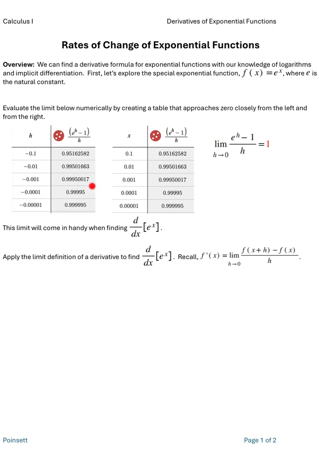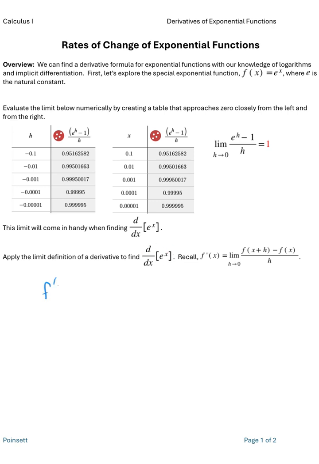And you can see here are a couple of tables from Desmos showing that as you get closer to 0 from the left and from the right, the y values are getting closer and closer and closer to 1. So we're going to assume that that limit is 1. And we're going to use this to find the derivative function of e to the x. Right? So let's use the limit definition because we don't have the derivative function yet. That's why we have to go back to basic principles to find out what this derivative function is.